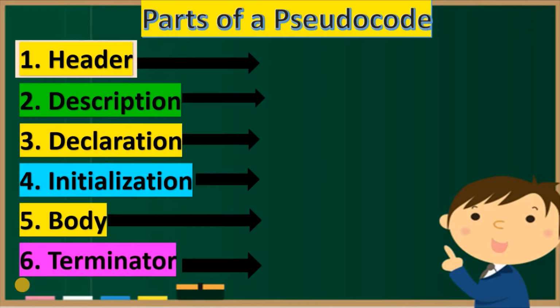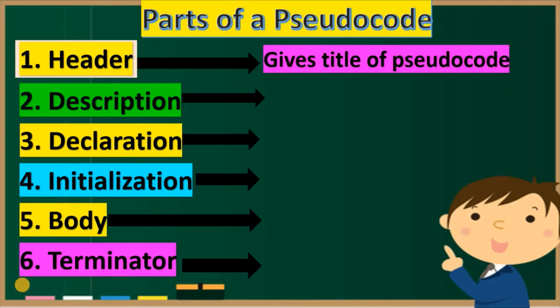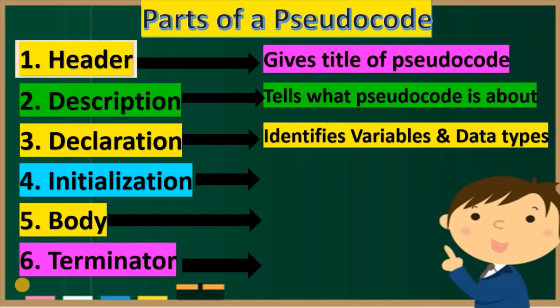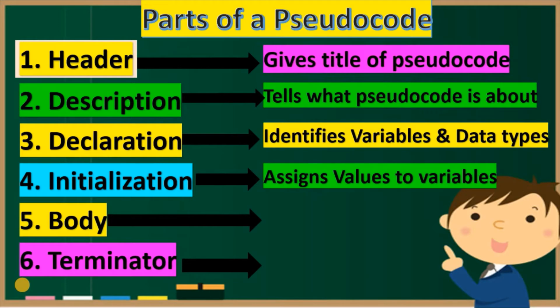Now, where the header is concerned, this is the section that provides a title of the pseudocode. The description gives us an overview of what problem exists and what is the purpose of the pseudocode in terms of solution. The declaration is the part that allows us to identify variables and data types, and we'll also look at these further down. Initialization, this is when we assign default values to variable names that were previously declared.